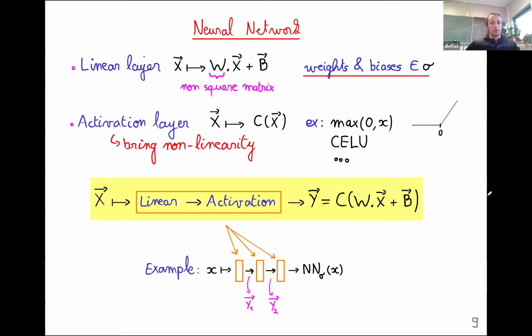The neural network is then built by alternating a linear and an activation layer. Since a linear layer is always followed by an activation layer, I will group them in this orange block. For example, we have here a simple neural network. In our case, we will only use neural networks which take a scalar as an input and for which the output is also a scalar. But at any intermediate step, you can have a vector.